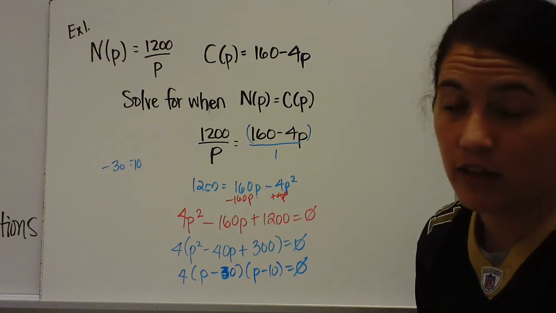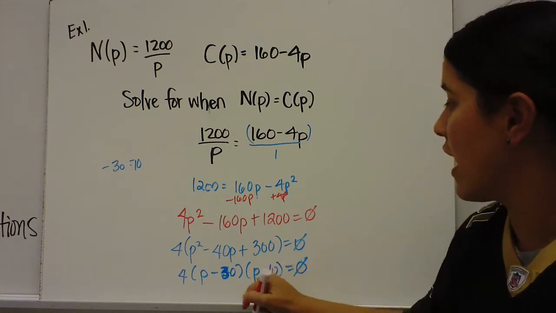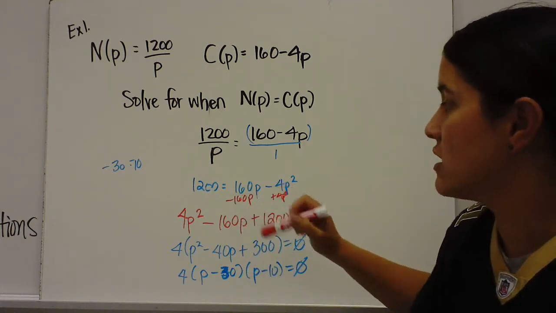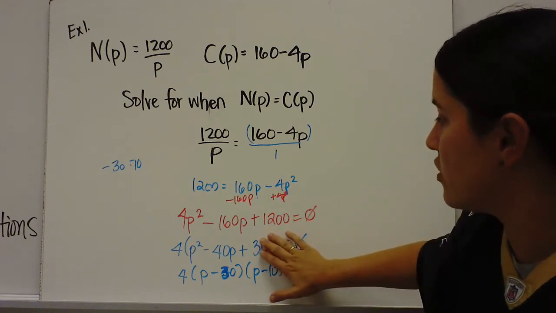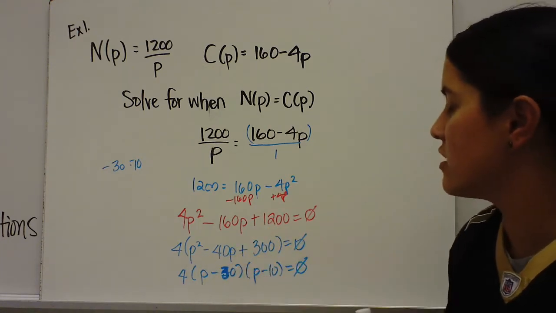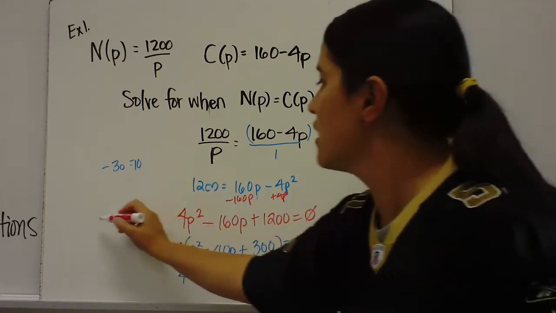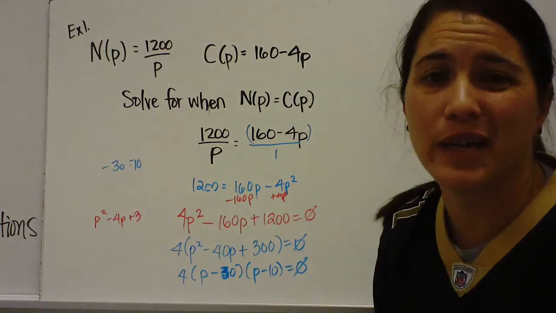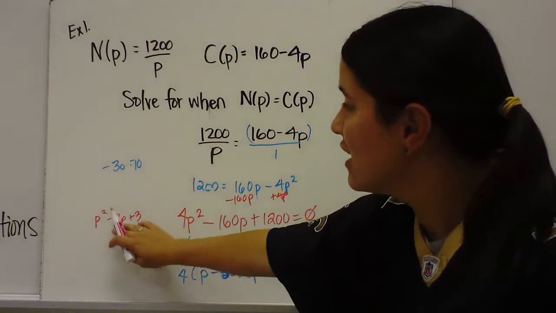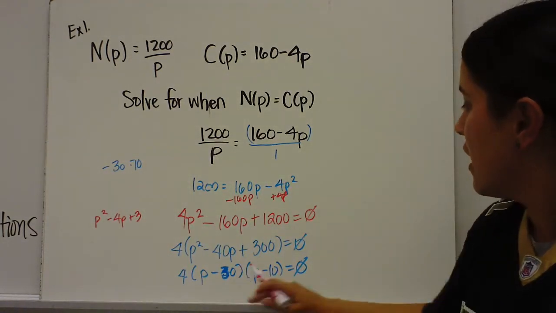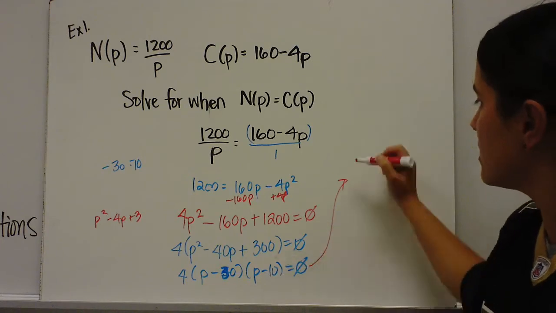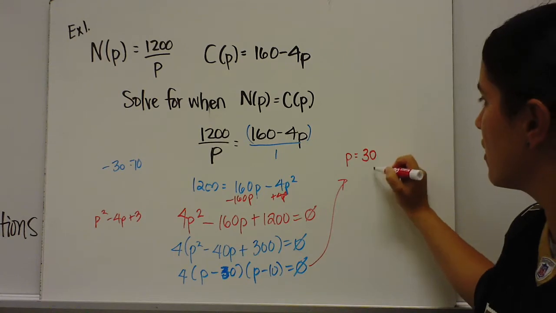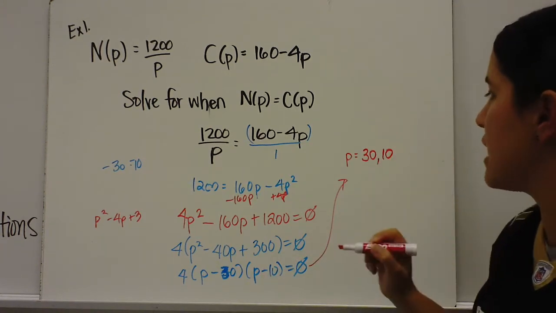You can use the quadratic formula. You can do completing the square. I just know that the factors of 300 are 30 and 10. Like, factors of 3 would be 3 and 1. The reason I factored this is because I kind of viewed this as p squared minus 4p plus 3, and I knew that would be x minus 1 and x minus 3, so then I just used the same thought process. I set that all equal to 0, and when I set this equal to 0, p could be 30, and when I set this equal to 0, p could be 10.